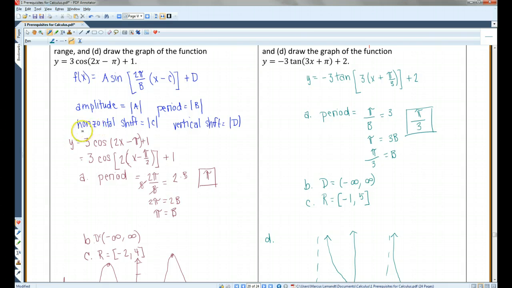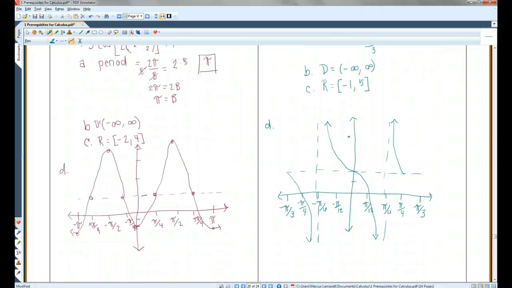For sine and cosine, those have a normal period of 2 pi. But for tangent and cotangent, those have a period of pi. Okay? So, these are the answers you guys should have gotten. You can take a look. Alright.